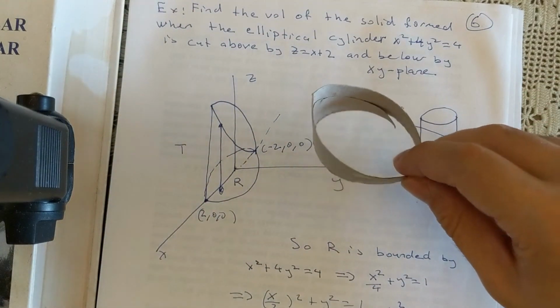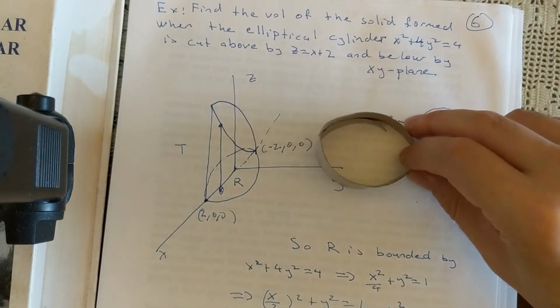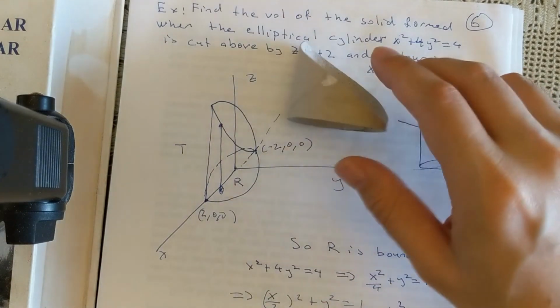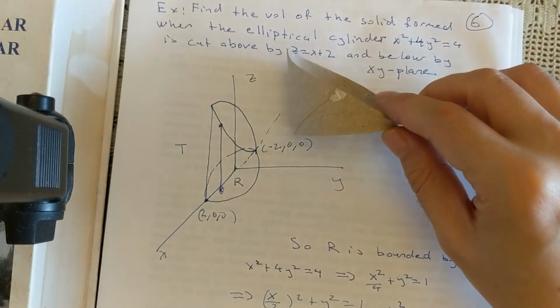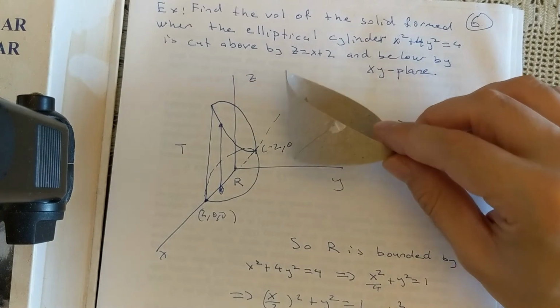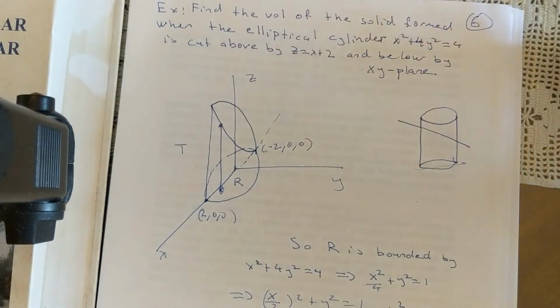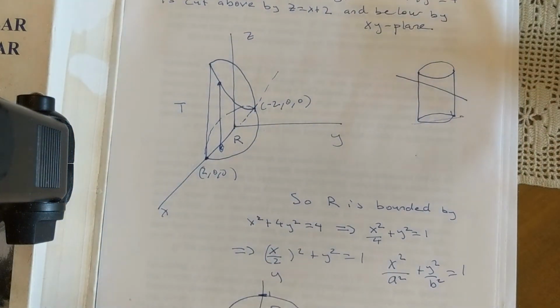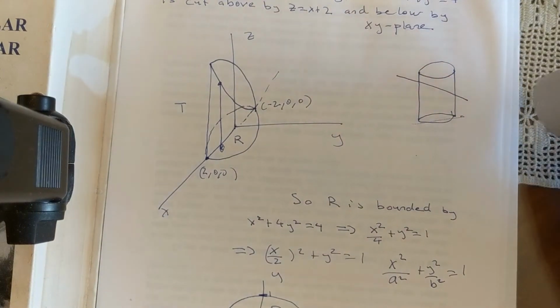Okay, again, let me show it to you here like this. It's elliptical on the bottom, and basically what we did was cut the cylinder with a plane. Okay, so all right. Having said that, let's talk about the region R.